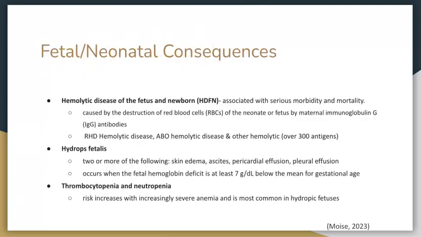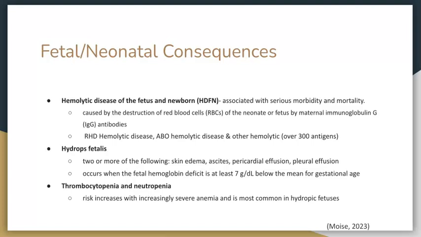The fetal and neonatal consequences, hemolytic disease of the fetus, which is associated with serious morbidity and mortality. It's caused by the destruction of red blood cells of the neonate or fetus by maternal immunoglobulin G antibodies. And then the different subsets of this are RhD hemolytic disease, ABO hemolytic disease, and then other, meaning that this refers to the other 300 antigens.